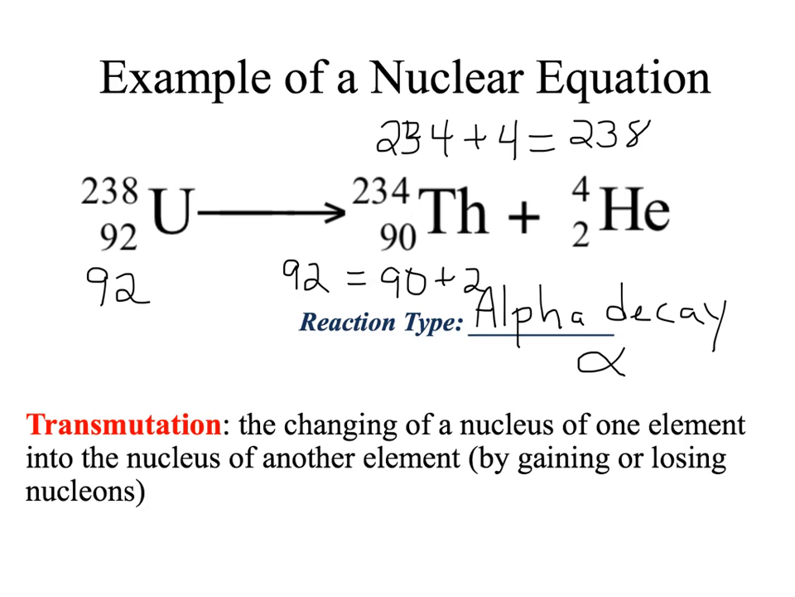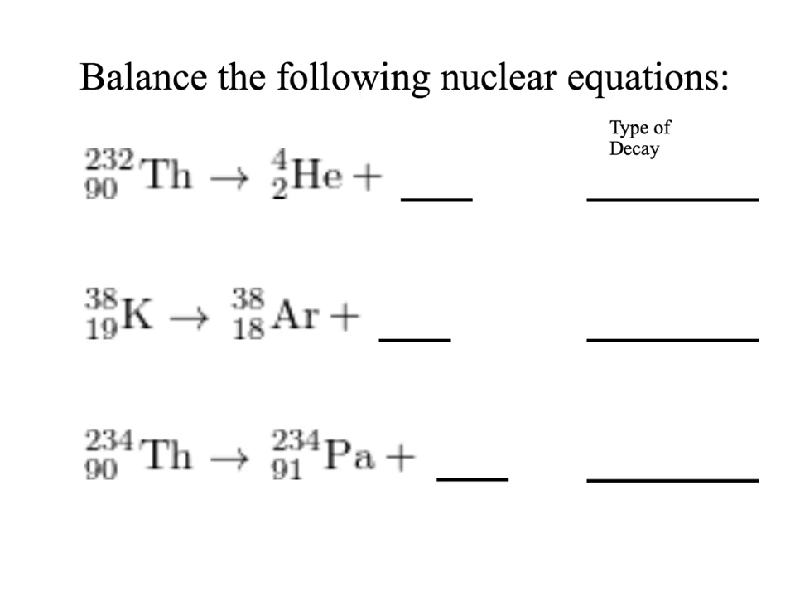Let's do some more examples. Here we have a series of 3 different reactions which all have a missing product indicated by the line. We're going to try to figure out what that product would be. So the way we do that is we use the same trick we just learned about, that the charge and the mass have to be balanced on both sides.